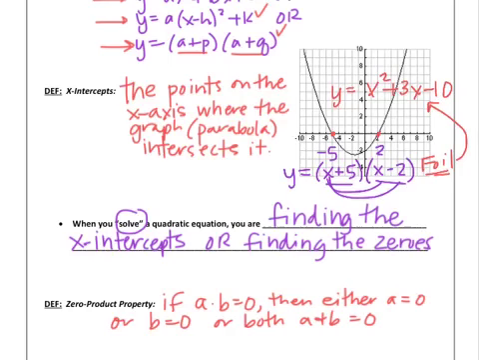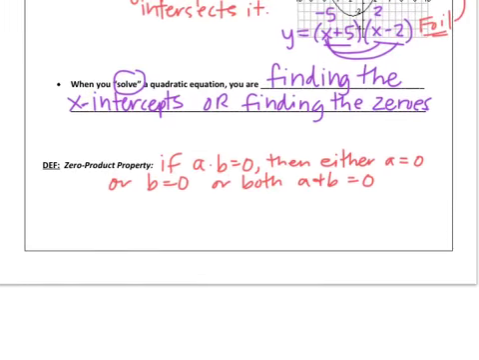So if we look at what we're really doing when we solve a quadratic equation, when we go to solve it, we're really just finding the x-intercepts, sort of like what I did here. And then we're also finding the zeros. Sometimes it's also called finding the roots. Okay, that's another word that we can sometimes use, or solutions.